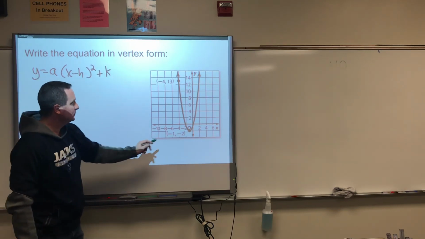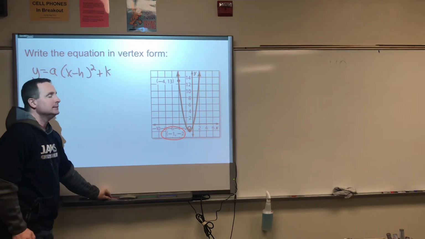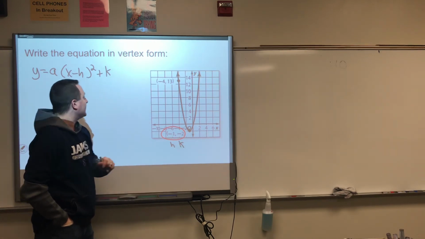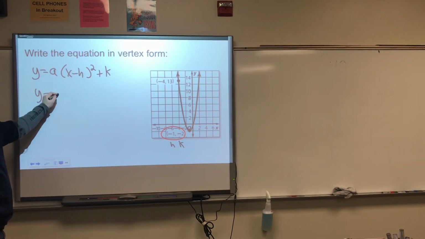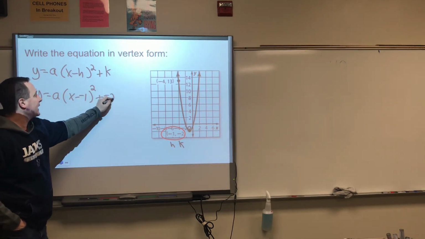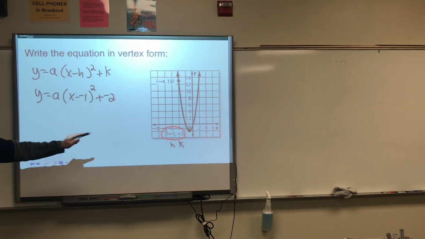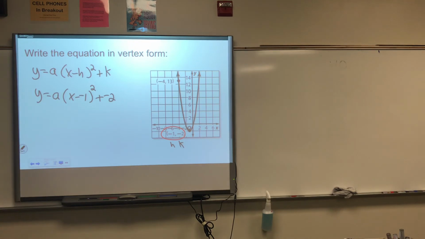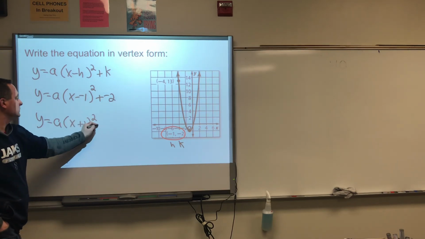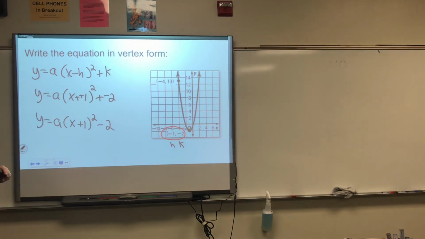Do we know the vertex? The vertex is way down here at -1, -2. So I'm going to write my -1 in for h and my -2 in for k. And my equation is going to be like this: a (x minus -1) squared plus -2, if I plug in the h and the k up here in my equation. Let's simplify that a little bit: a times (x plus 1) squared minus 2. Again, I get a change right there. So I have my h and the k in there.